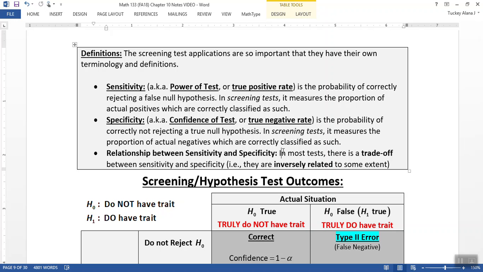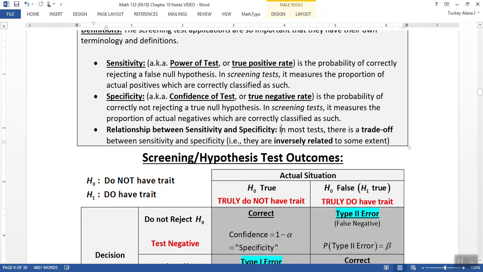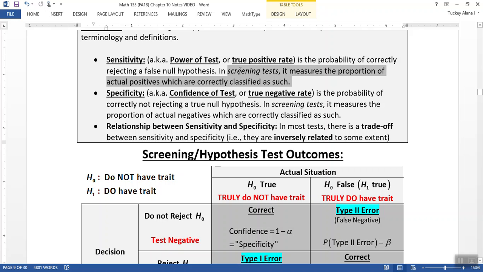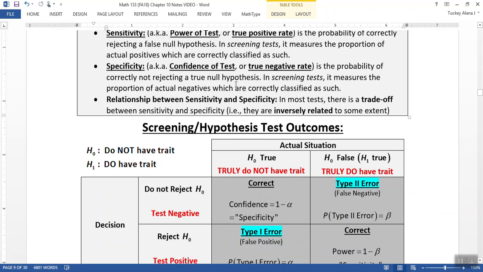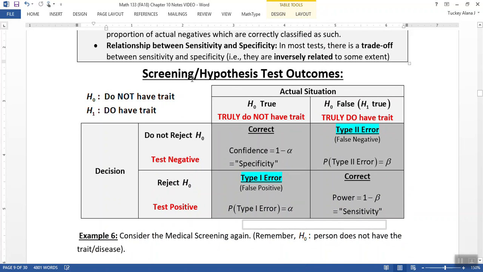Now, sensitivity is called the power of a test, or it's the true positive rate. It's the probability of correctly rejecting a false null hypothesis. Now, in a screening test, what that means is it's going to be the proportion of actual positives which are classified as such. All right, so let's look down here to try to get a better sense of this.